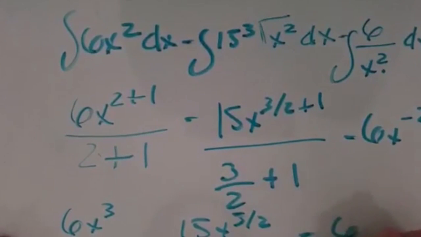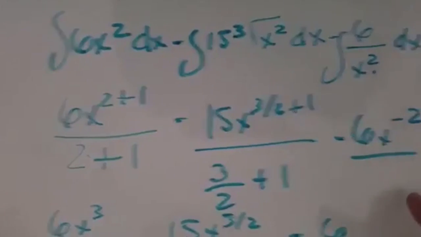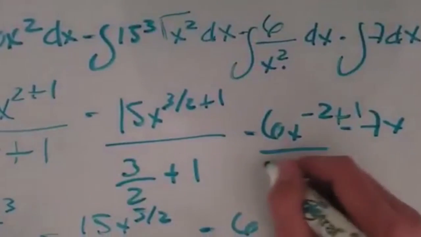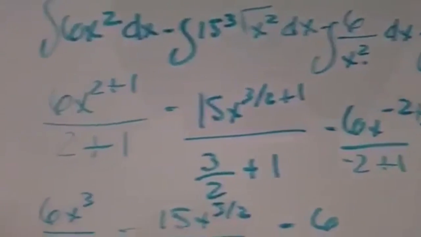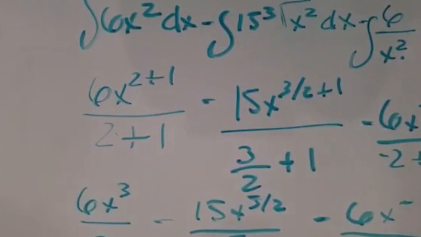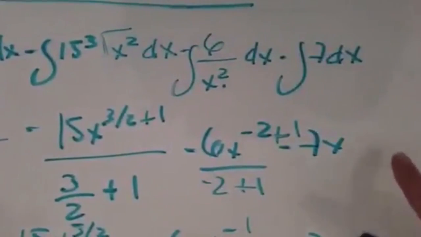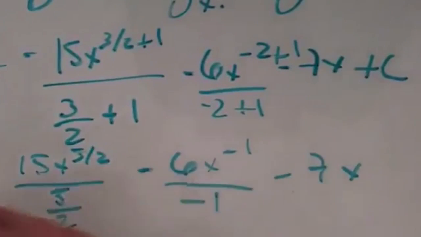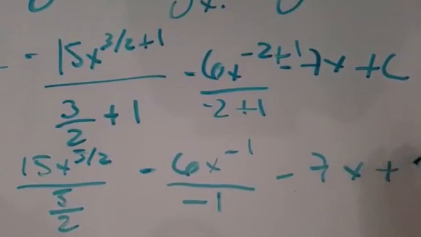Minus 6, and here I forgot, you have to put this one the same in here, so it's minus 2, plus 1 here, so x will be minus 1, and in the bottom it will be minus 1, minus 7x. And another important point here is you have to put a c since you're already integrating. And since you already finished this step, you have to put the c.